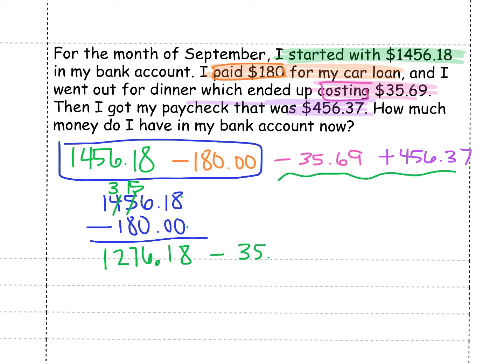Minus 35.69 plus 456.37. I want you to finish this problem up on your own. It's just a decimal adding and subtraction problem. And then come back and make sure that you got the right answer. Because if you didn't, we need to talk about why.